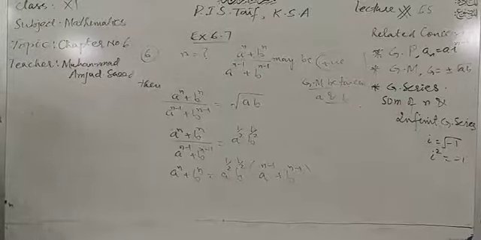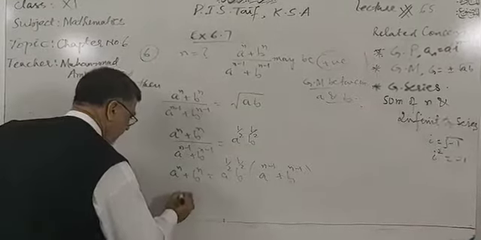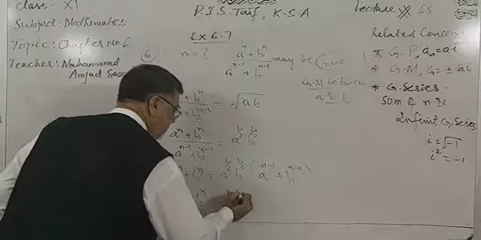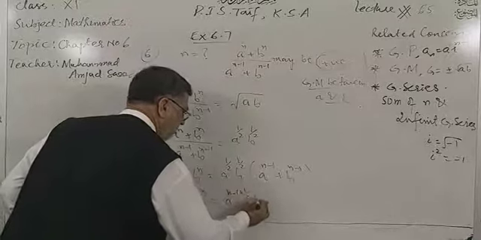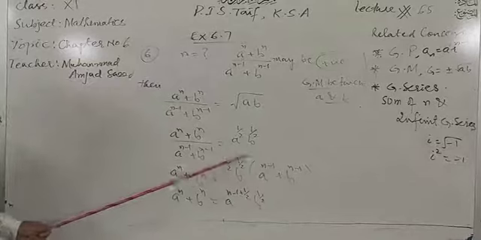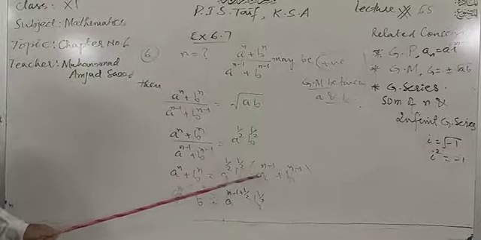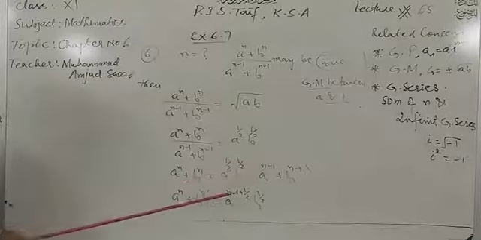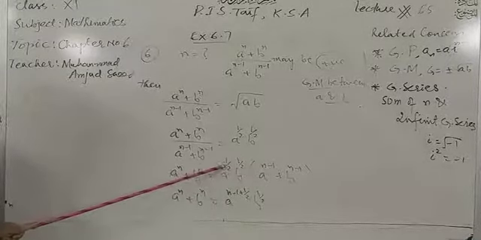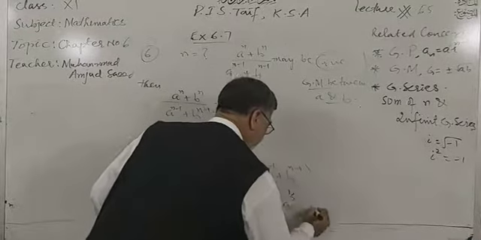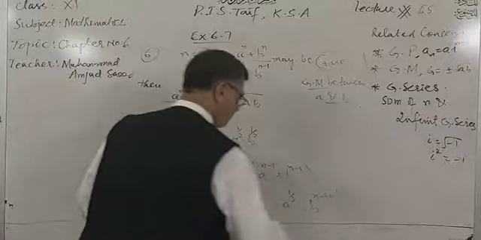Dear students, now we can multiply the right hand side. a^n + b^n = a^(n-1+1/2) b^(1/2). Bases are the same, so powers are added. a^(n-1+1/2) b^(1/2) as it is. Similarly, a^(1/2) b^(n-1+1/2).